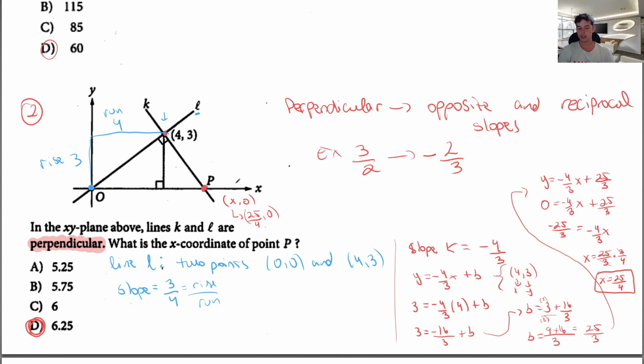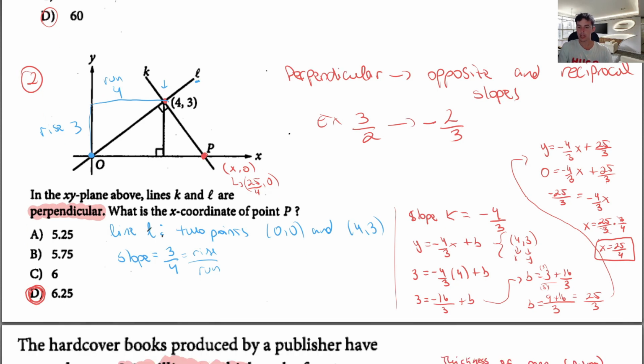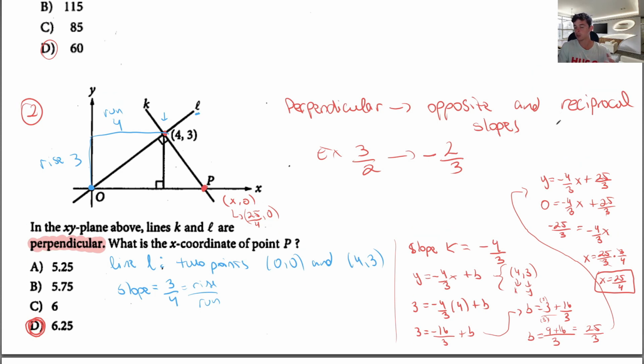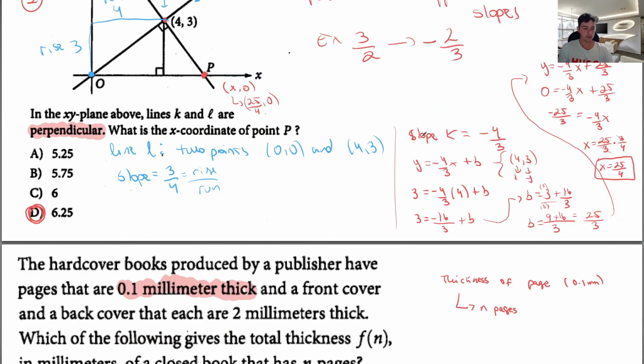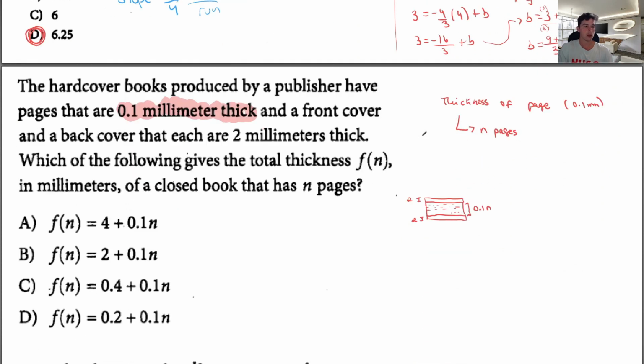Looks a little bit challenging, not really, because it's pretty much just finding the equation for line K and then looking for the value of x when y is 0. The main thing about this question is just pretty much knowing what perpendicular means. So lines that are perpendicular have opposite and reciprocal slopes. Okay. Let's go into number 3.